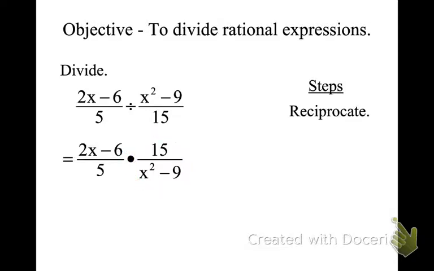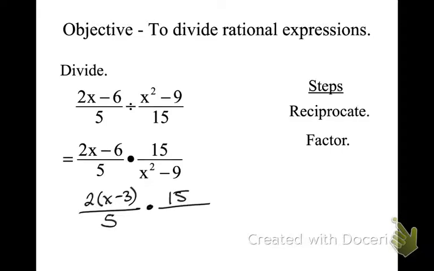The next thing, what do you think we do? Not yet. Factor. We always factor before we multiply because we want to reduce it. So the top one can be factored to what? 2 times the quantity of x minus 3. Good. All over 5 times 15 over. X plus 3 and x times the quantity of x minus 3. Good.